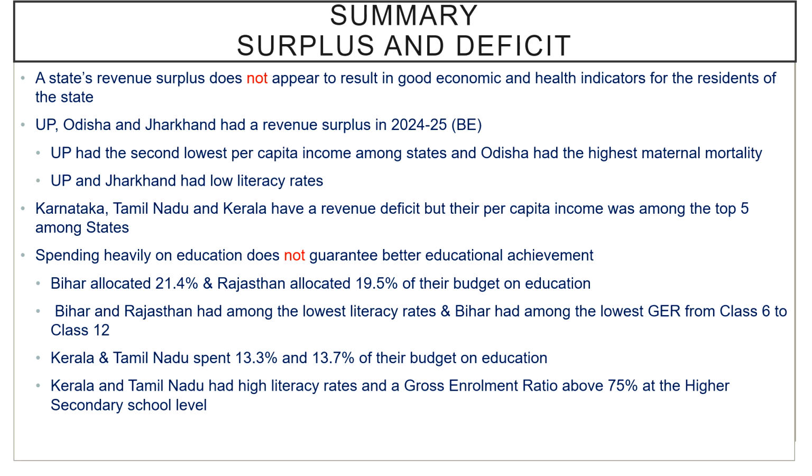Bihar allocated 21.4% and Rajasthan allocated 19.5% of their budget on education. Bihar and Rajasthan had among the lowest literacy rates, and Bihar had among the lowest GER from Class 6 to Class 12. Kerala and Tamil Nadu spent 13.3% and 13.7% of their budget on education. Kerala and Tamil Nadu had high literacy rates and a gross enrollment ratio above 75% at the higher secondary school level.